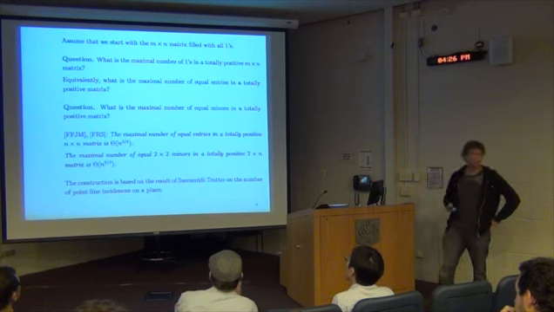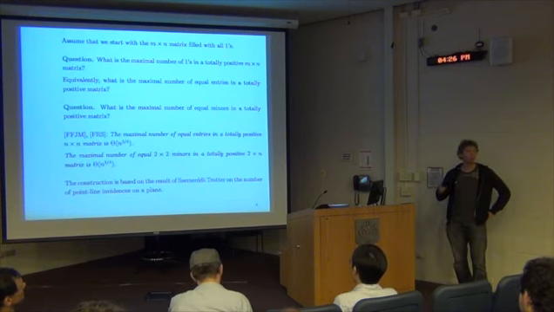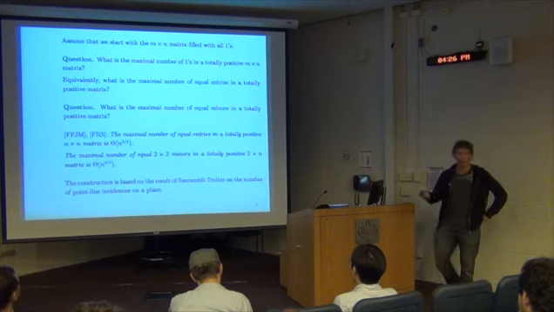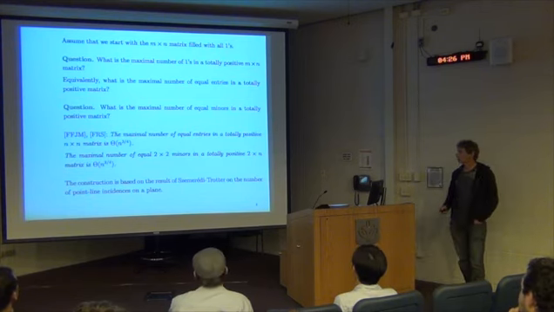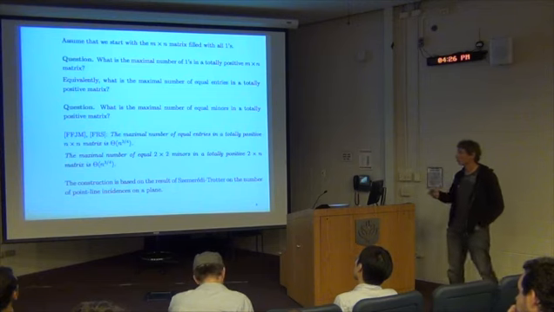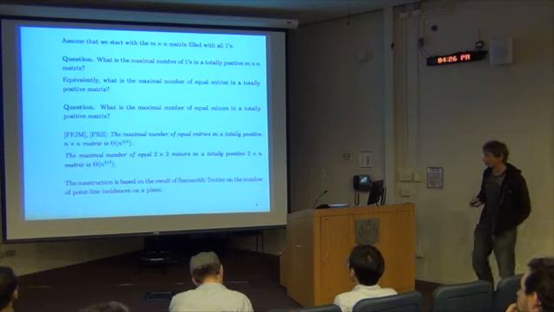And once you ask a question about entries, it's now very natural to ask a question about minors, because from the point of view of total positivity, entries are just one by one minors. So we can ask questions about minors of any sizes. So what is the maximal number of equal minors in a totally positive matrix?